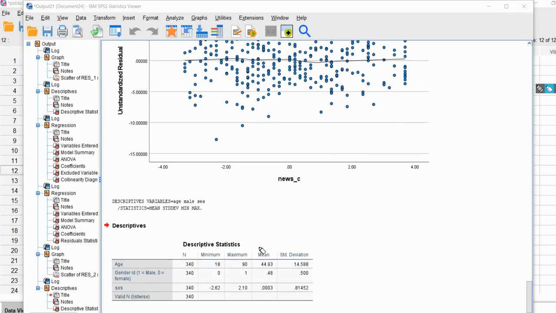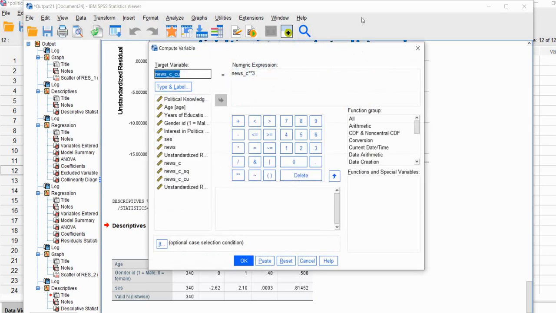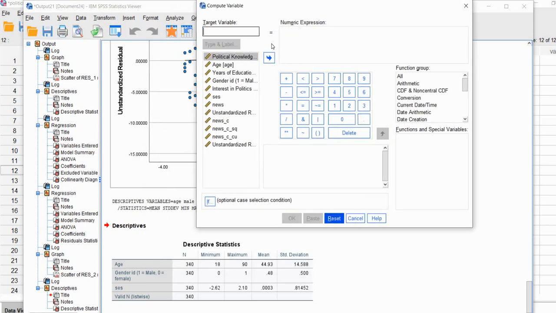And so now we have the means of our covariates that are given in this column right here. You can see the mean age is 44.93, mean gender identification is 0.48. Basically that's indicating that 48% of our sample contained persons identifying as male. And then we have a mean essentially of 0 for SES. So now what we'll do is go to transform, compute variable, and I'm going to reset this.